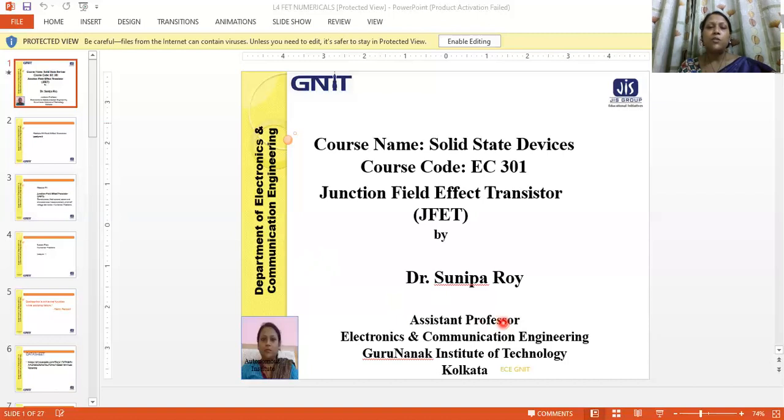Now here is one more example, problem 4. Determine the value of RS required to self-bias an N-channel JFET that has the transfer characteristic curve shown below. So this is a very interesting problem. From the graph, we get ID equals 6.25 milliampere, which is shown here, and VGS equals minus 5 volt. So RS equals VGS by ID. Put 5 volt by 6.25 milliampere, that means 800 ohm.